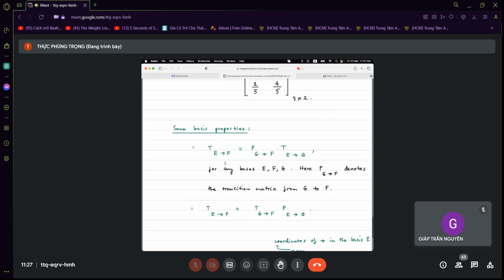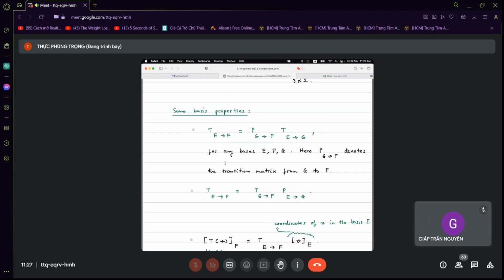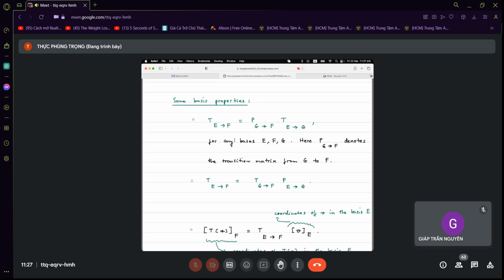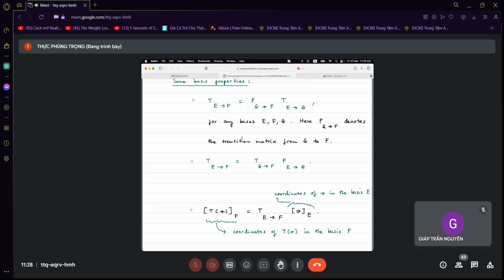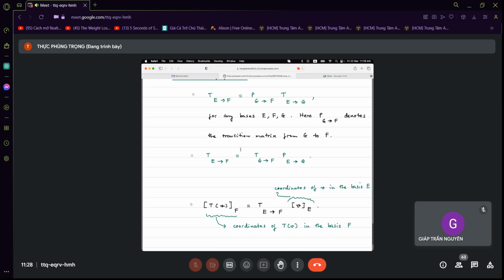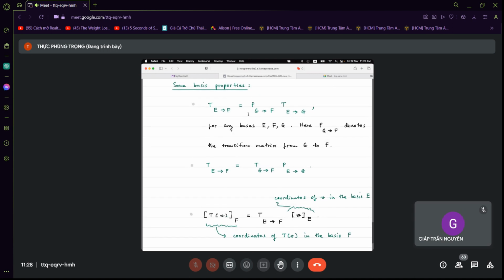So the question is, why do we need to consider linear transformation matrices? The answer is, you can use them to find coordinates or to simplify computation. You can see some properties right here. I'm not going to prove anything; you can see them right here.